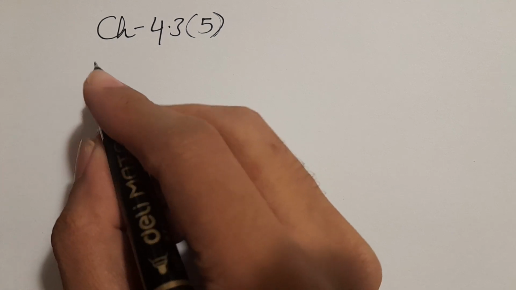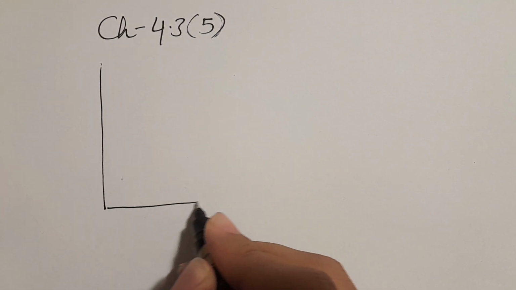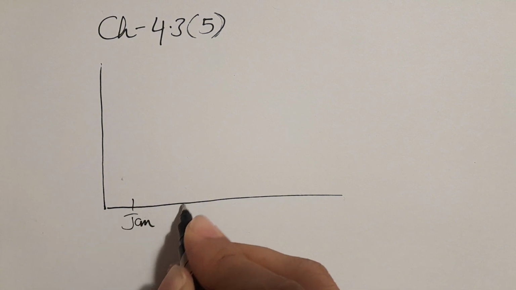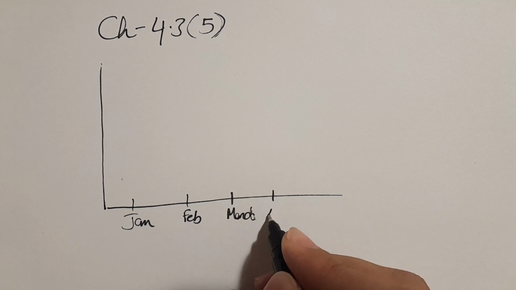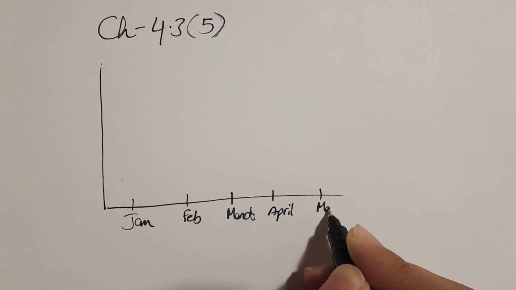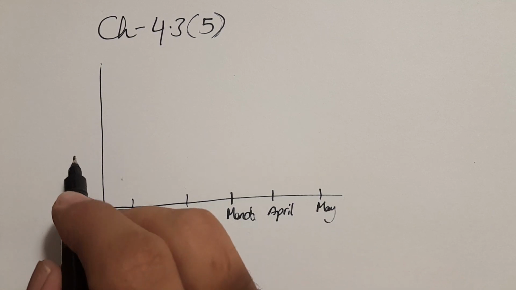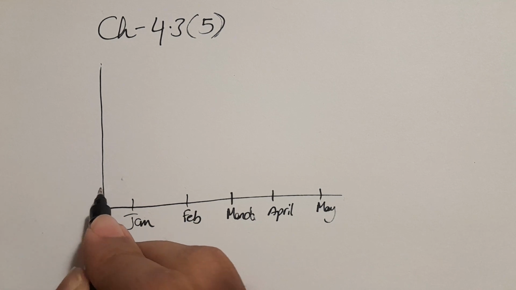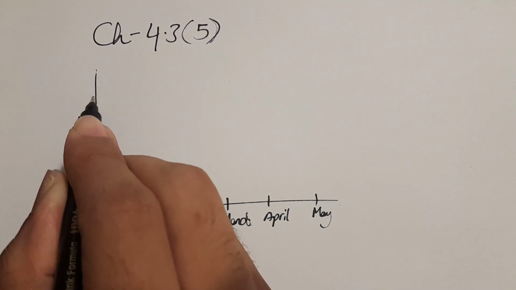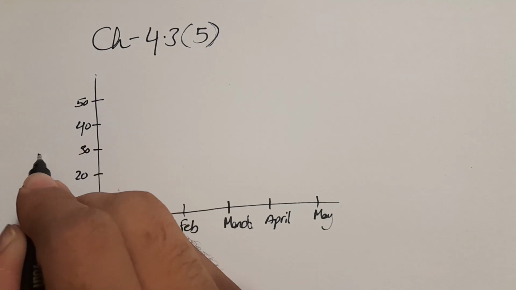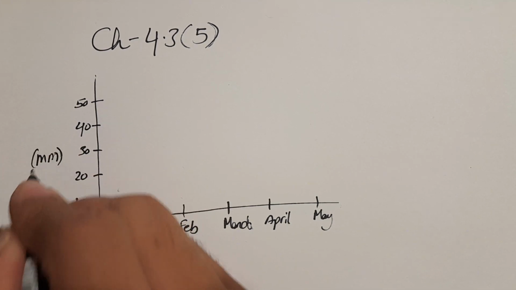So for example, we will be using the depth of water in a garden pond at each month. So over here I will be drawing the graph here: Jan, Feb, March, April and May. Now over here on the left we will write the depth of water: 10, 20, 30, 40 and 50 millimeters, mm. And over here, months.